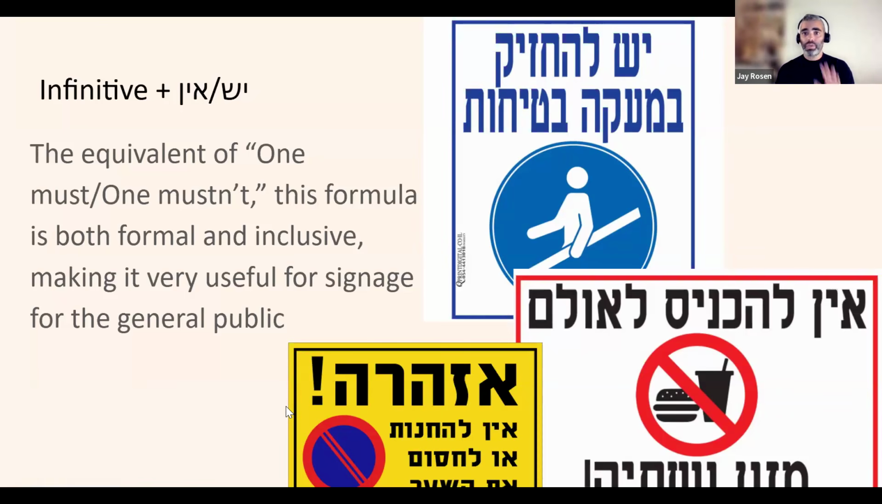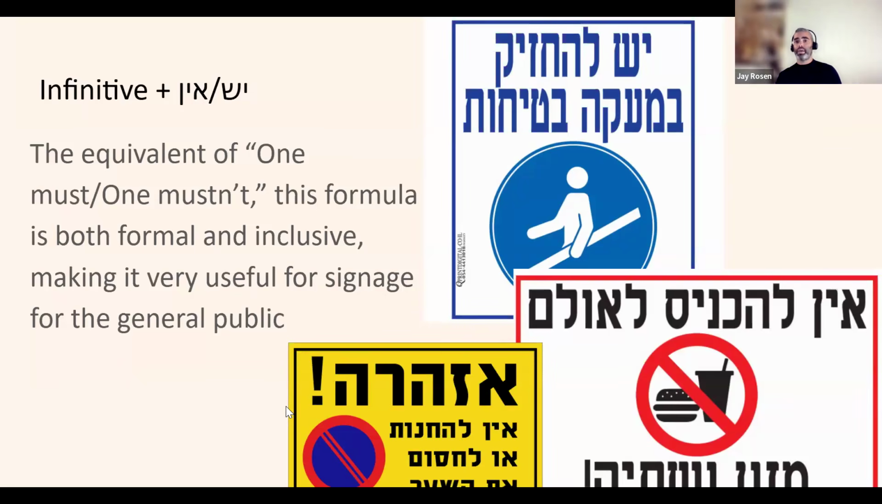Okay, so three signs, and as I wrote here, because yesh and ein followed by the infinitive doesn't conjugate based on plurality, based on gender, based on anything else, right? This is inclusive. It's inclusive gender-wise, it's inclusive plurality-wise, which is why many warning signs or directive signs or anything like that are using this formula for the general public, right? All of these are signs I took from a company that creates general public warning signs or advisory signs, right? Because they all are in that form. One must not or one must do something.